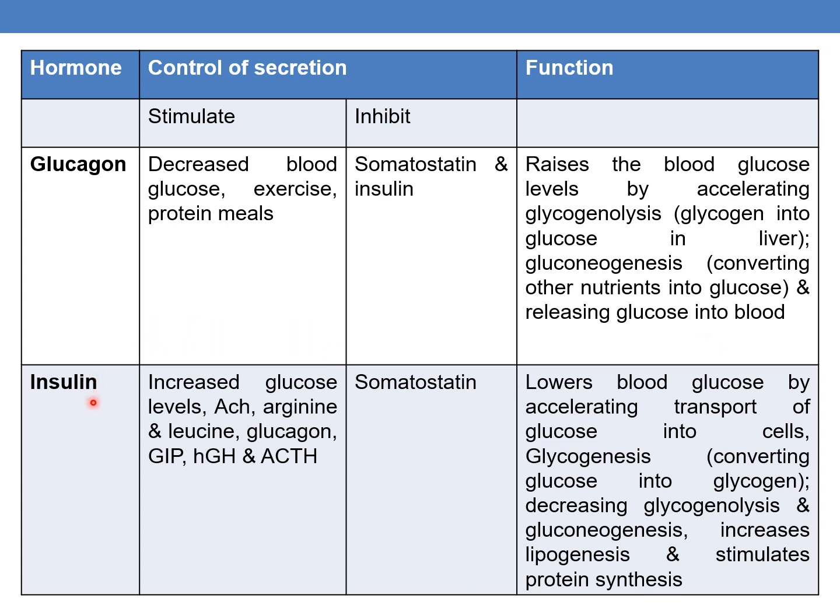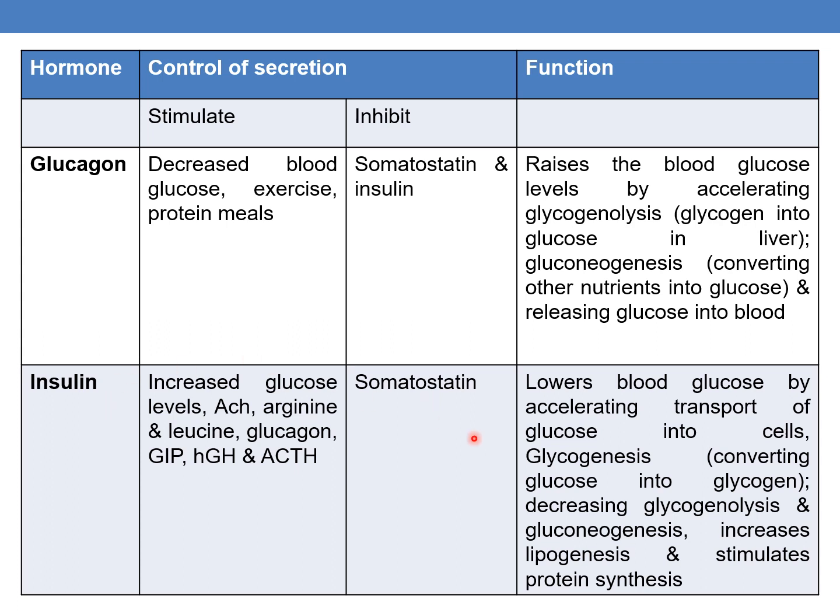Coming to insulin. Insulin secretion is increased by glucose levels, ACh, arginine and leucine, glucagon, gastric inhibitory polypeptide (GIP), human growth hormone (HGH), and ACTH, which is adrenocorticotropic hormone. All these stimulate the insulin release, and it is inhibited by somatostatin.